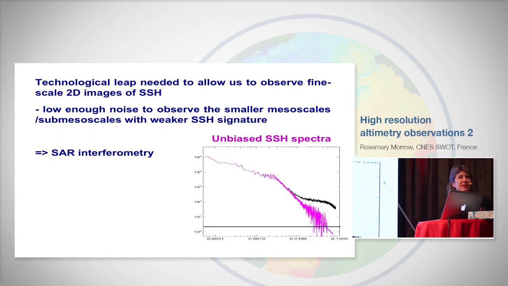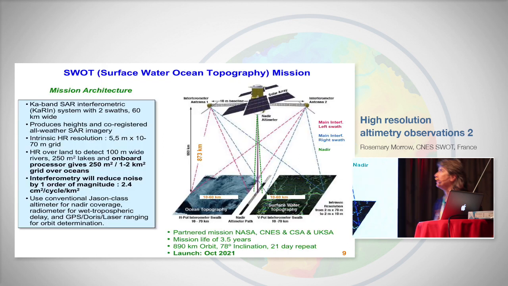So to get down to these scales, and in particular in two dimensions, we need a technological change so that the noise levels can be moved down to a much smaller scale. And for that, we're going to use a technique which is SAR interferometry.